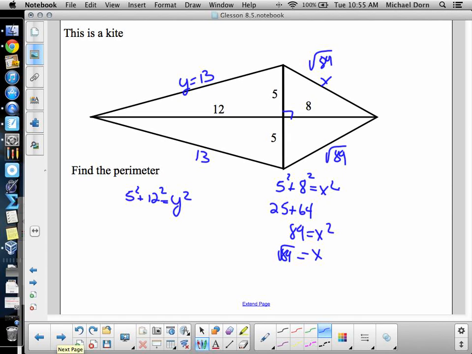So the perimeter of this would be 13 and 13, which is 26, plus 2 root 89, because there are 2 root 89s, whatever the units are. U for units. All right? So there's my perimeter. Exactly. Again, using the right angles, using right triangles, using the Pythagorean theorem. Didn't need trig there, just the Pythagorean theorem was enough.